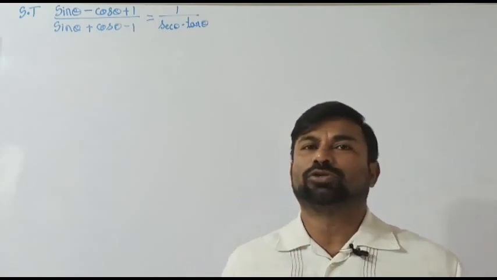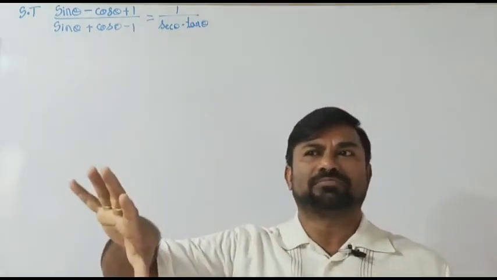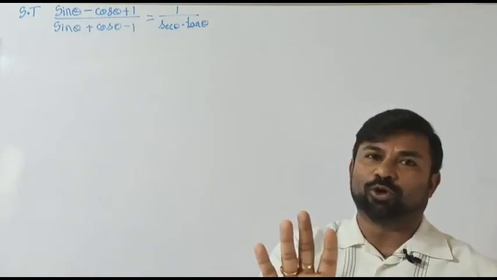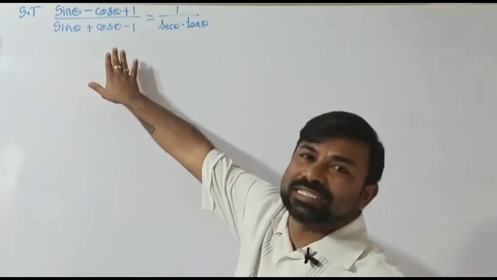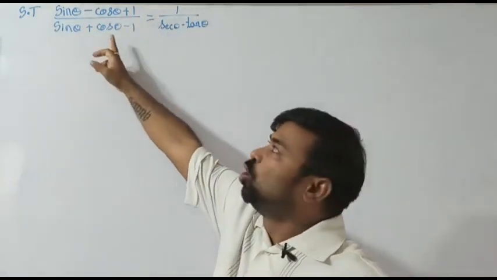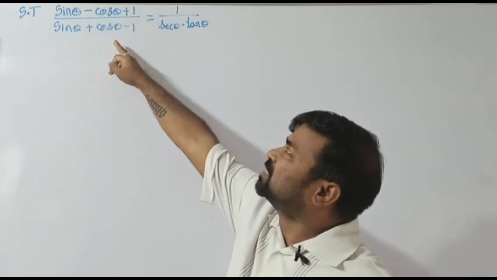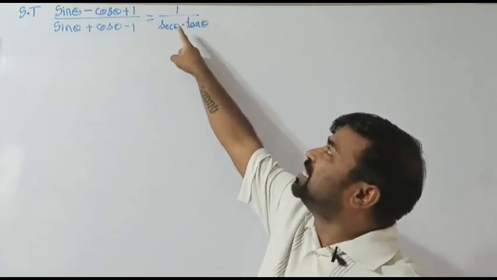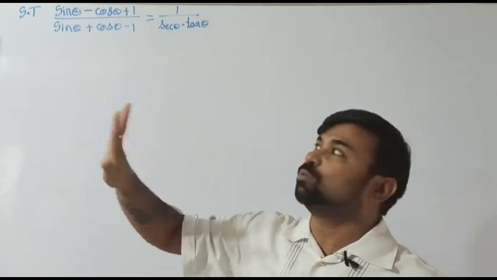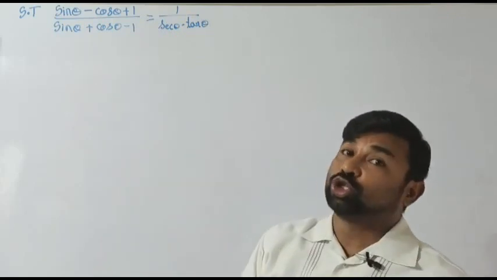In this video, I'm going to tell you about a trigonometrical sum. A little bit tricky, I challenge you, you'll get it if you follow all the rules. The question says: (sin theta minus cos theta plus 1) divided by (sin theta plus cos theta minus 1). He wants the answer to be 1 by (secant theta minus tan theta). He's asking us to show that.